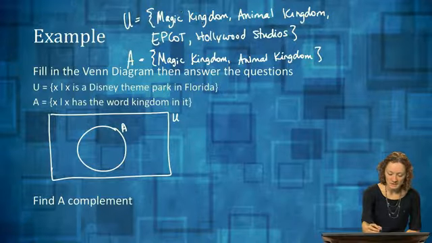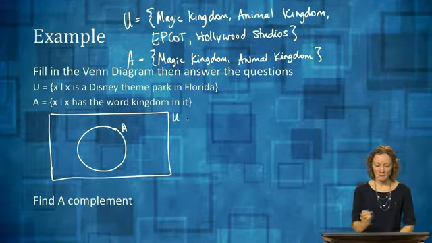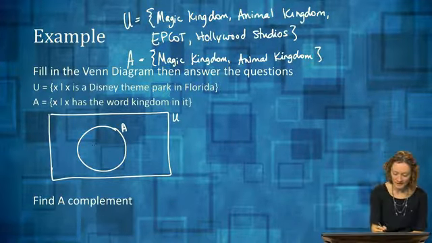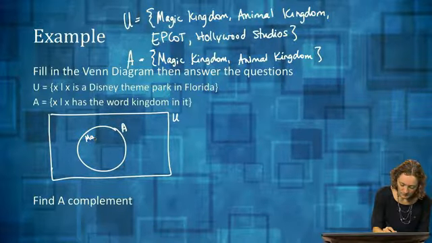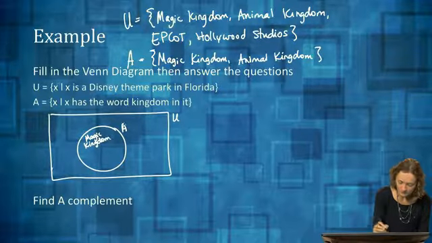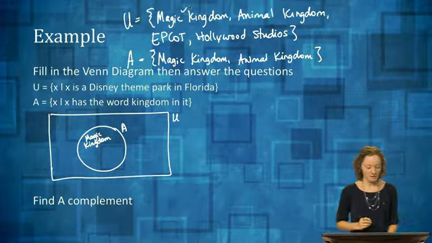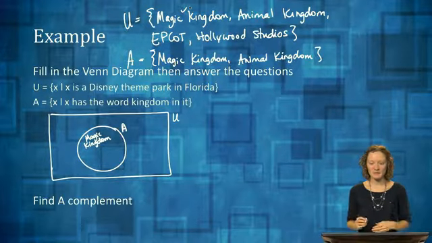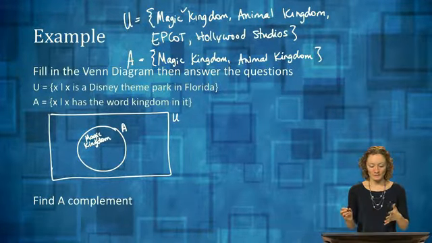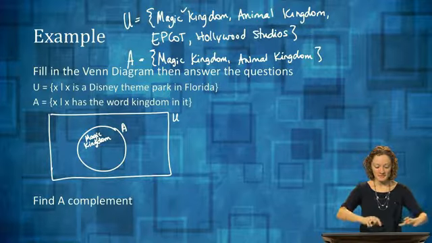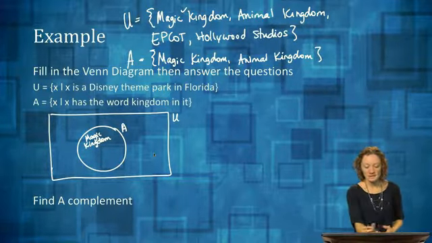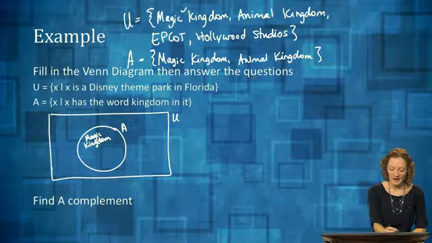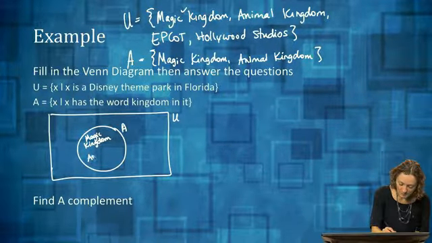So the first item is Magic Kingdom. Where does Magic Kingdom go? Since Magic Kingdom is in set A, it will go inside the circle. So we'll fill this in, Magic Kingdom. Put a little check so we know we're done with it. Okay, second item from the universe is Animal Kingdom. Animal Kingdom has to be placed in the universe. Where does it get placed? It's either inside or outside of the circle, and since it is part of our list of A, it has the word kingdom in it, it'll go inside this circle.